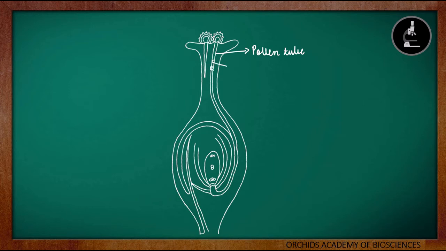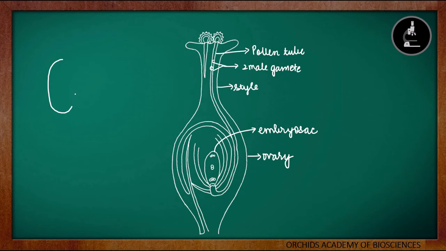So the pollen tube will now have the two male gametes which were present in the pollen grain. These two male gametes, along the style inside the pollen tube, will move towards the ovary, and this ovary will have a structure called the ovule, inside which there will be a sac-like structure called the embryo sac. This embryo sac will have the female gamete, or the egg cell.